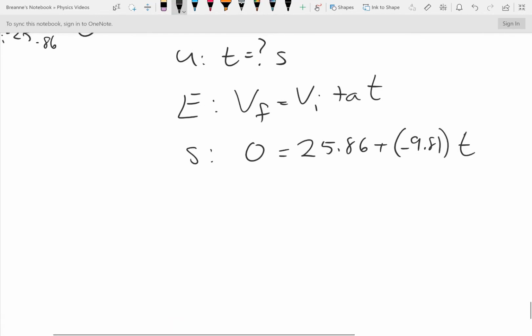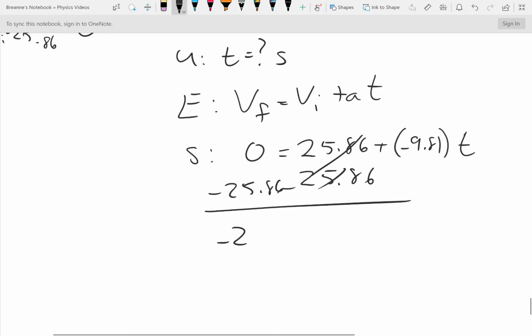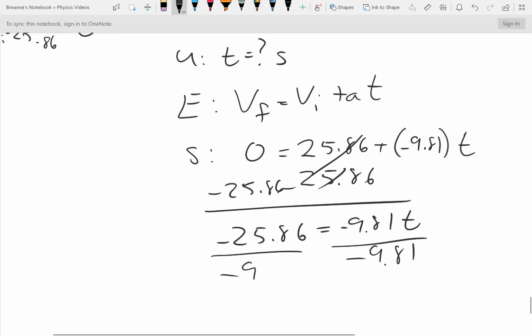Can't add or subtract those two numbers. We have to bring the 25 over here. So we're left with negative 25.86 equals negative 9.81 divided by t. So we have to move the negative 9.8 onto the other side. And you plug that into your handy dandy calculator.